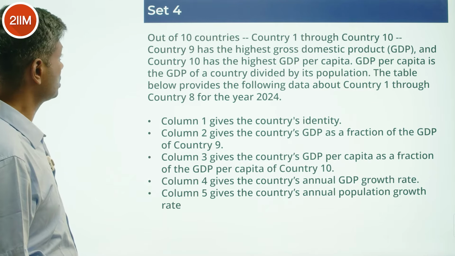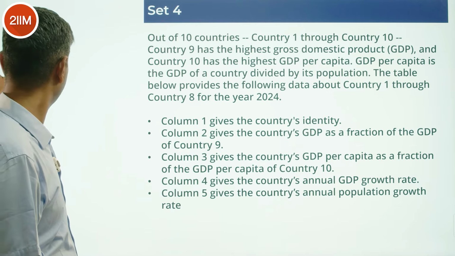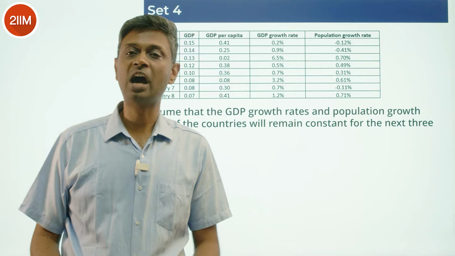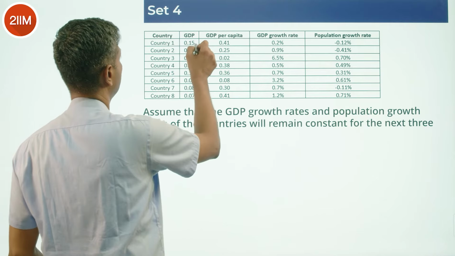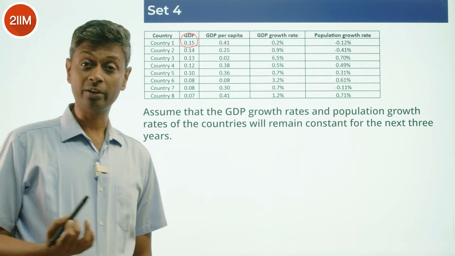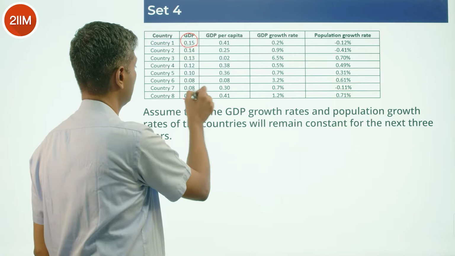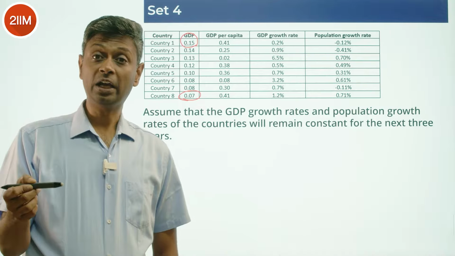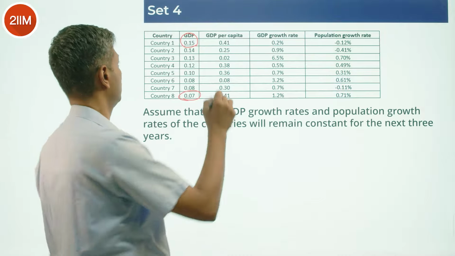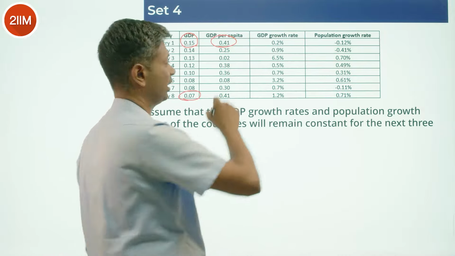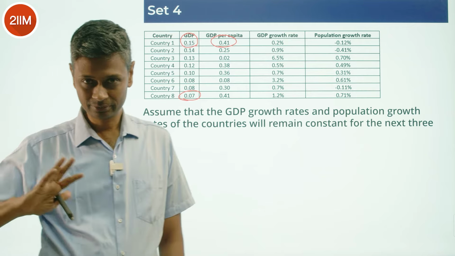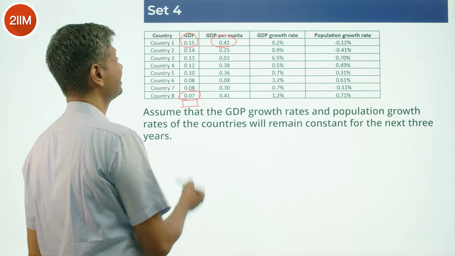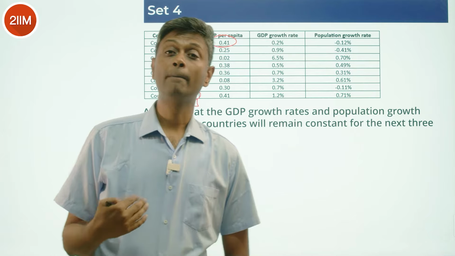Okay. Country 9 has the highest gross domestic product. Country 10 has the highest GDP per capita. So if country 9's GDP were 100, then country 1's GDP would be 15, 0.15 times 100. Country 8 GDP would be 7, 0.07 times 100. Country 10's GDP per capita, if that were 1000, then GDP per capita would be 410, 0.41 into 1000. And so country 9 is the benchmark for the maximum GDP. Country 10 is the benchmark for maximum GDP per capita.